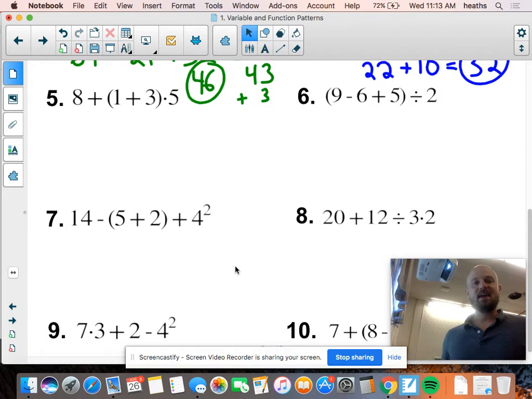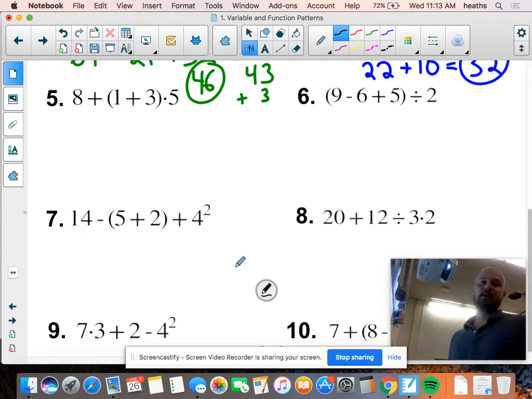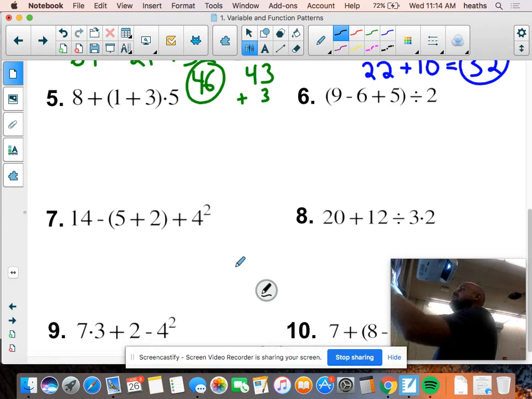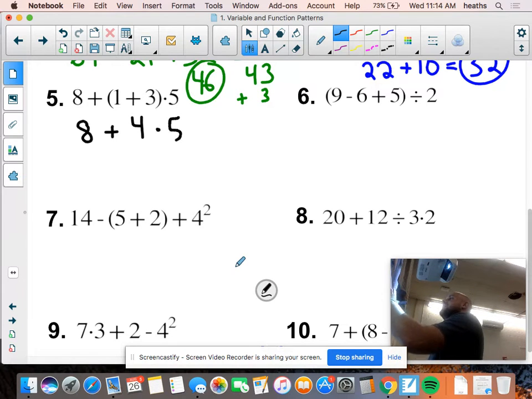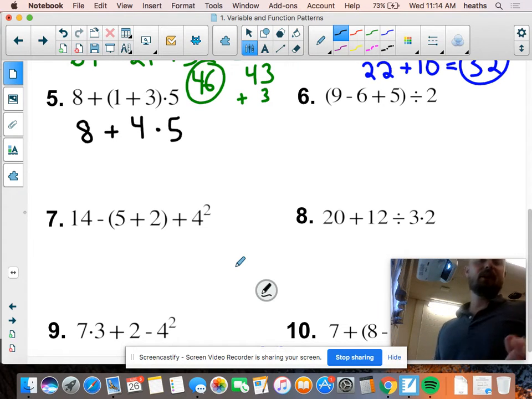Number 5: 8 plus parentheses 1 plus 4 times 5. Parentheses are the very first thing we need to look for in the order of operations. So 1 plus 3 is going to give us 4. And then we're just going to drop the whole rest of our problem down, the 8 and also the times 5. Now we're left with 8 plus 4 times 5.